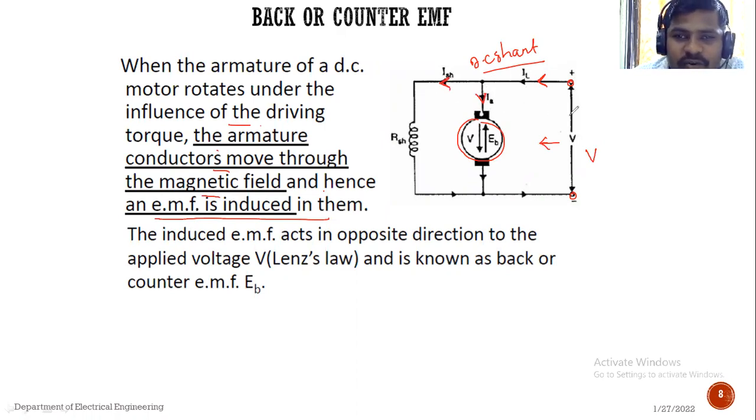See, the voltage applied to the armature of the motor is in this direction. Due to armature rotation of the DC motor, some induced EMF will be present in the armature, so it will be opposite to the supply voltage. Supply voltage च्या opposite आहे, so we can call it as acting back to the supply voltage, or acting counter to the supply voltage.